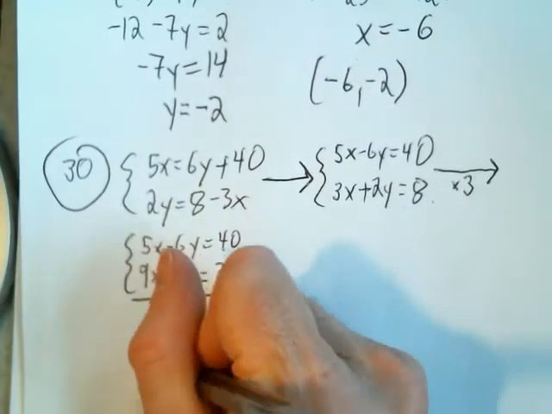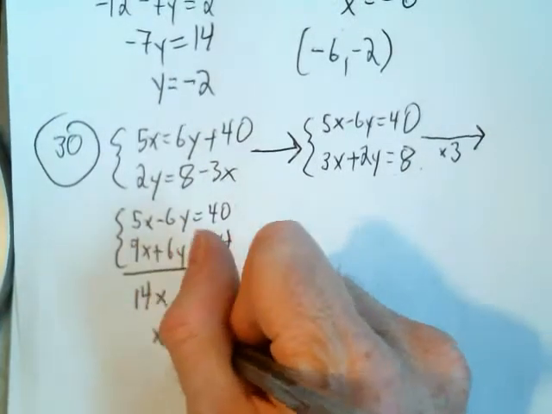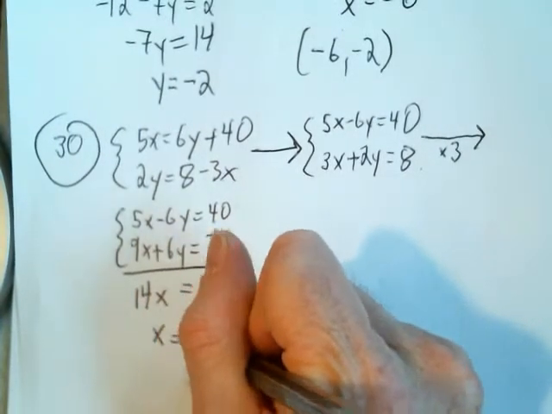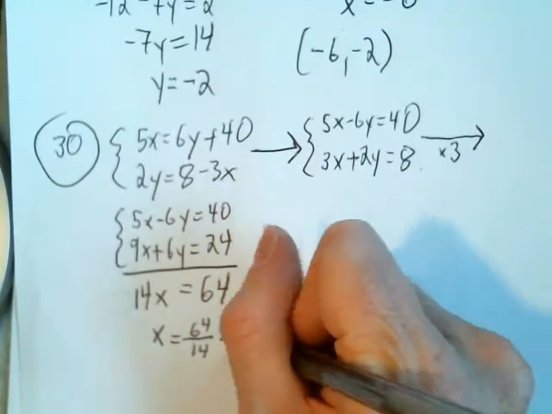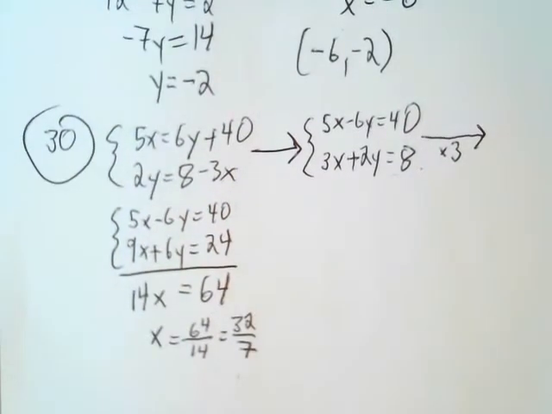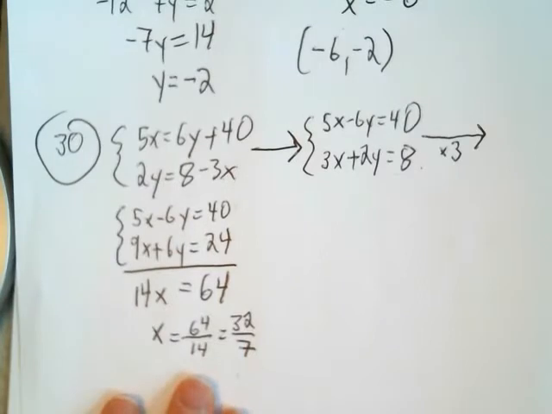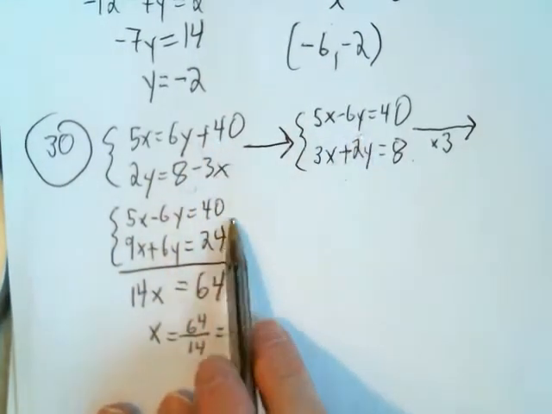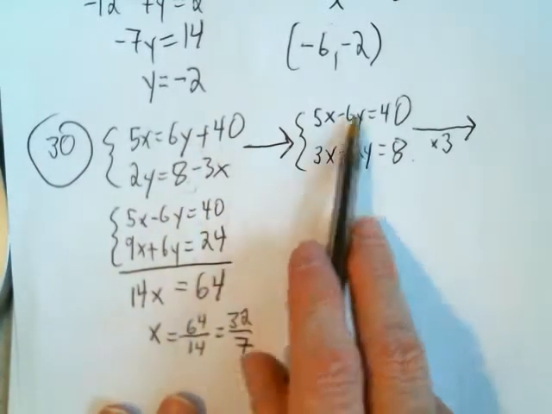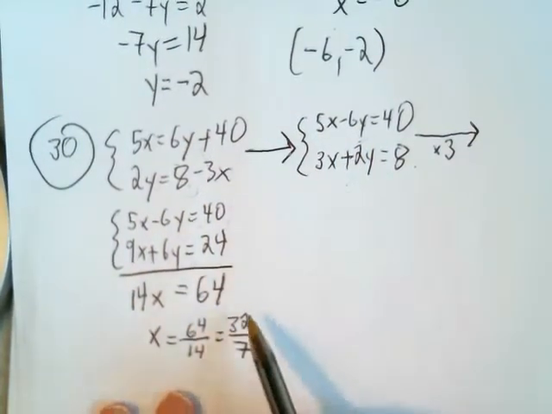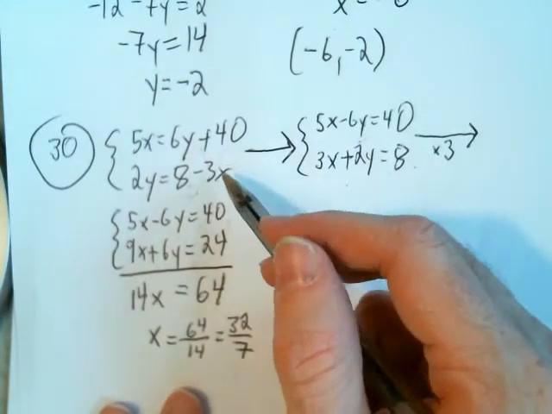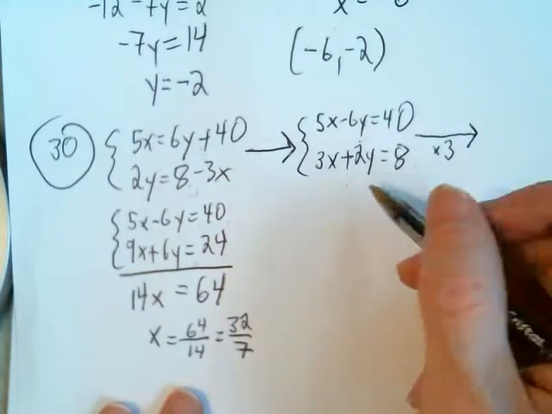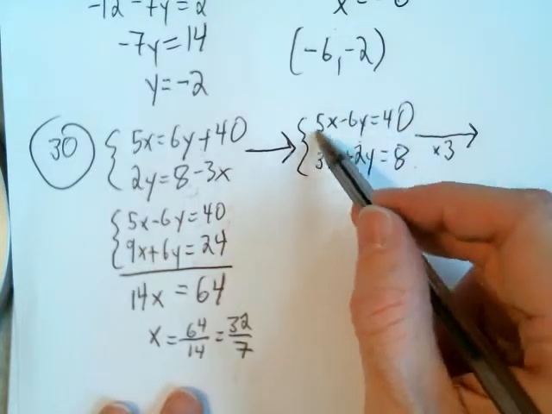And then divide both sides by 14. And I get x equals 64/14, which can be reduced into 32/7. I'm going to take this now and plug it back into any of these equations, so long as they have 2 variables. You can use any of them. So I'm just going to go back to, I don't know, it's not going to make much difference. So let's use this one right here.